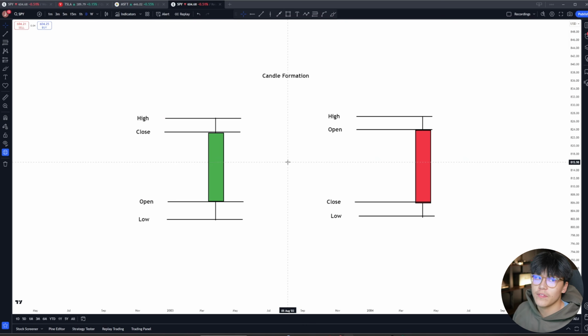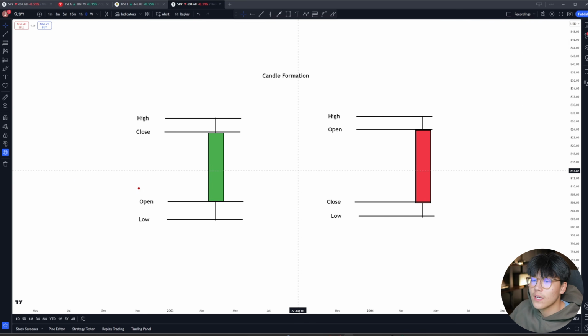In today's video, I'm going to explain to you what candle closures are, why they're important, and how you can use them to avoid unnecessary losses and to maximize gains. Let's get into it. So the first thing that we have to understand about candle closures is candle formation.